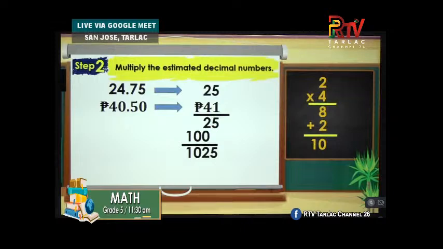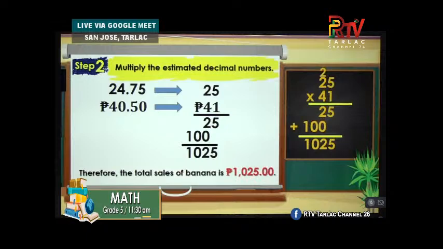That gives us the product of 1,025. Therefore, the total sales of banana is 1,025 pesos. Did you get the correct answer? Wow! Impressive grade 5 learners!